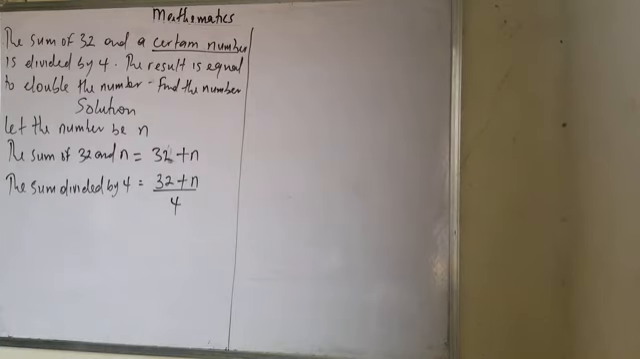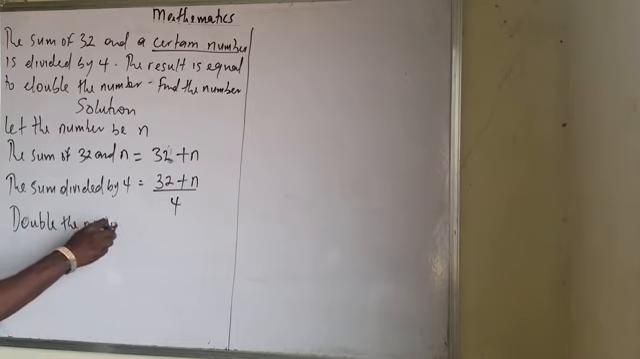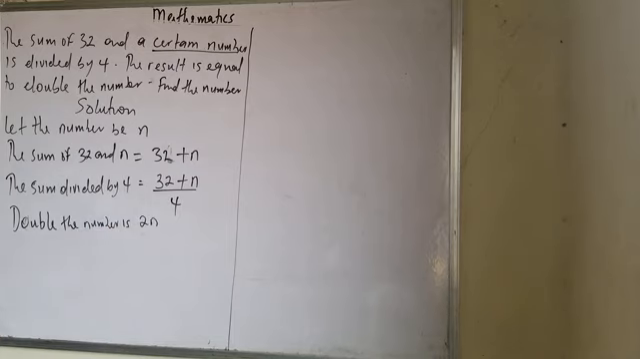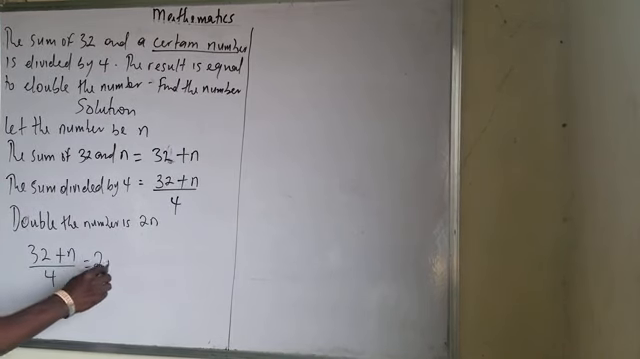Now, double the number, which is 2 of N. Now, it's equal to the double of the number. It means I'll be having 32 plus N all over 4 equals to 2N.